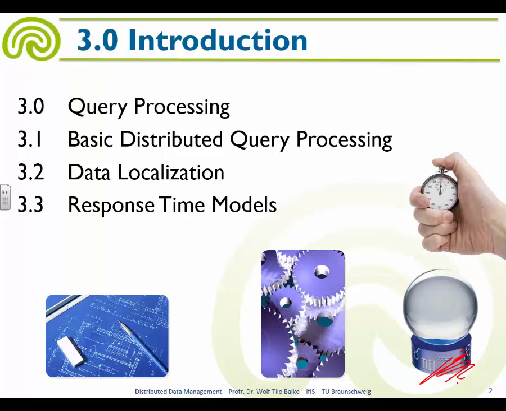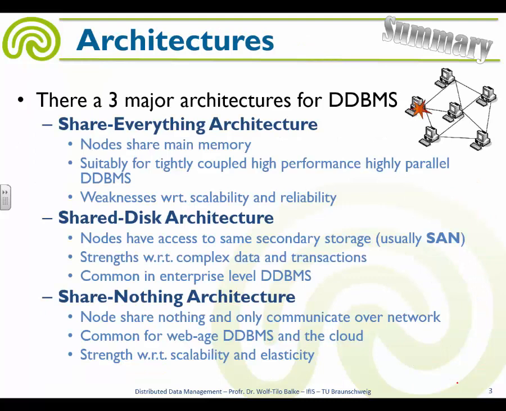We talked about distribution of data, partitioning of data the last time, right? And now we have to figure out how we deal with data from different areas, from different places, right? And then we will talk a little bit about localization and about response time models. So what we talked about last week was basic architectures for sharing data, for partitioning data, right?